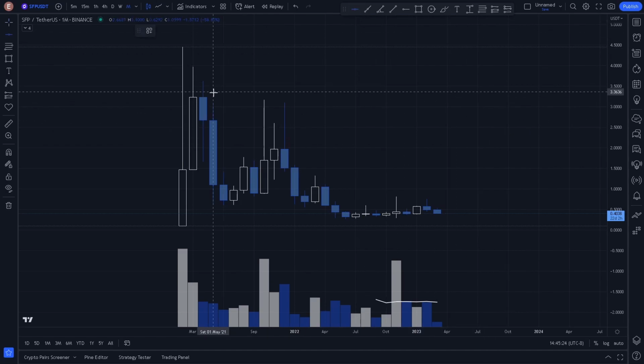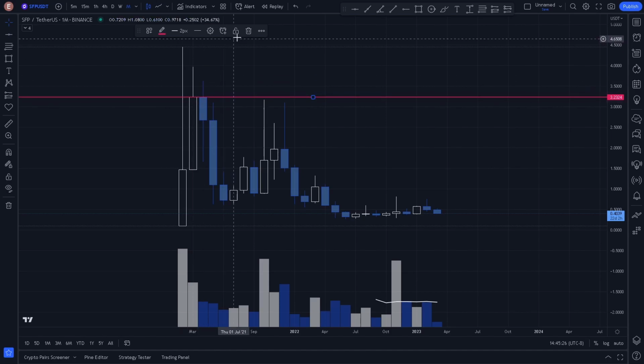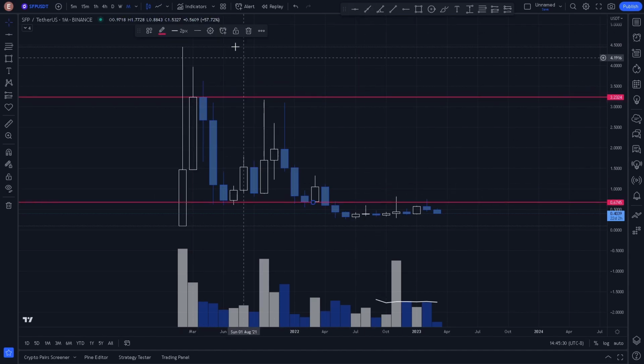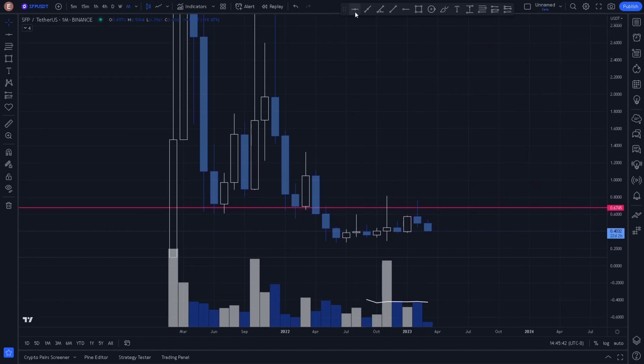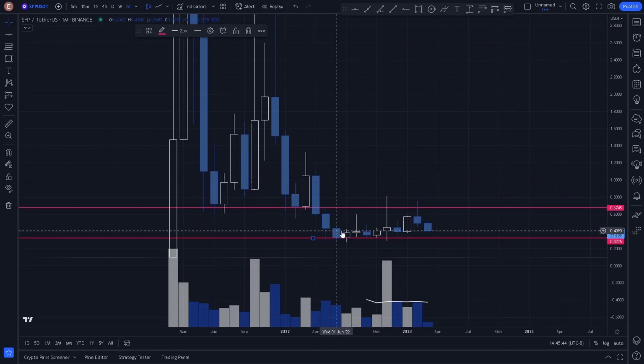Now the first key level we notice is our monthly swing high here. We also notice a key level right here where we see multiple reactions acting as support and resistance, which is obvious to see here on the monthly chart. So let's go ahead and plot one more key level, our monthly swing low, and now let's hop to the weekly.